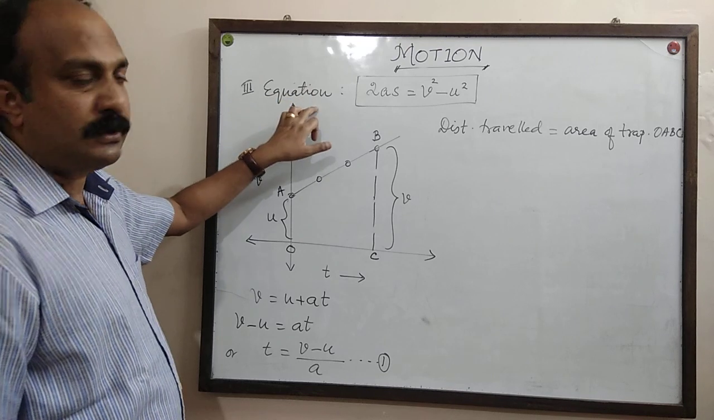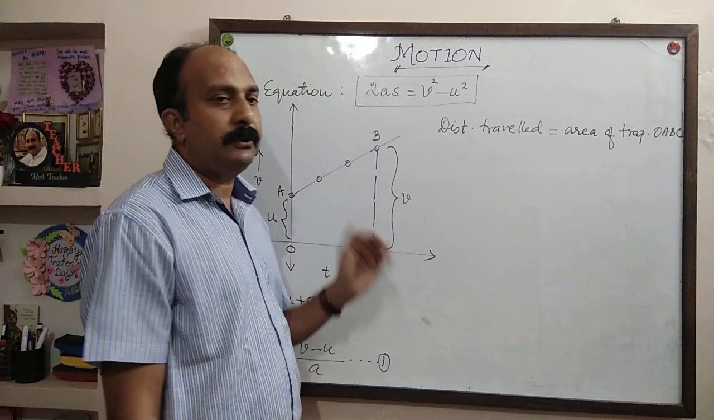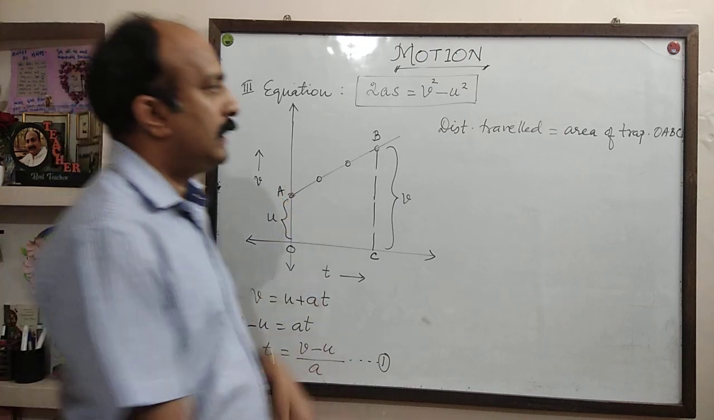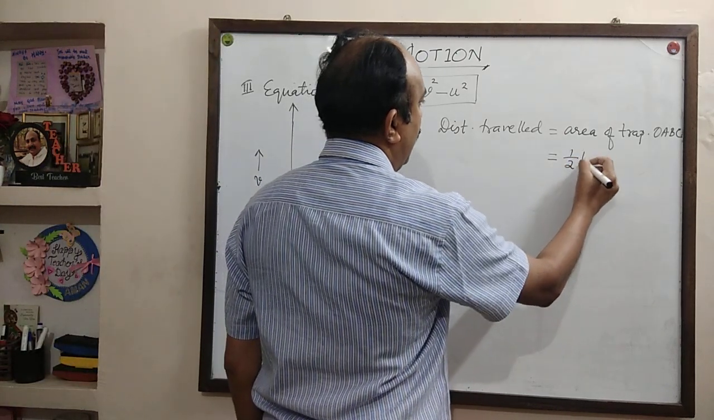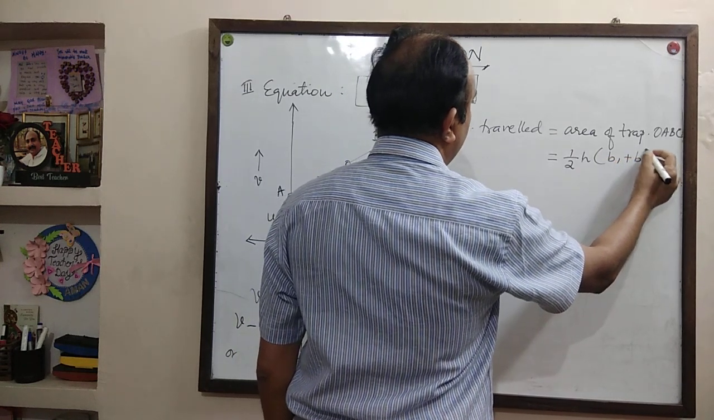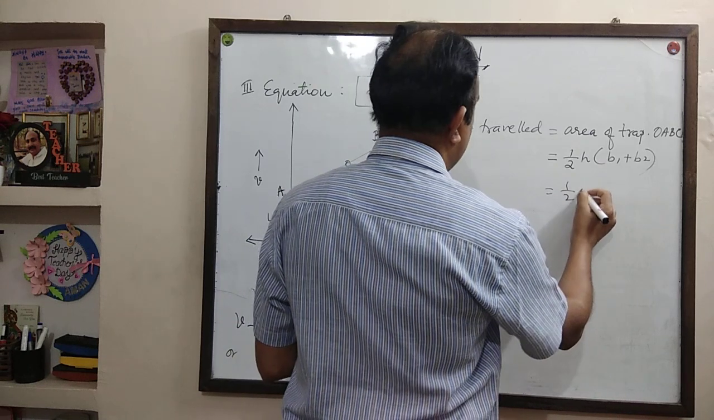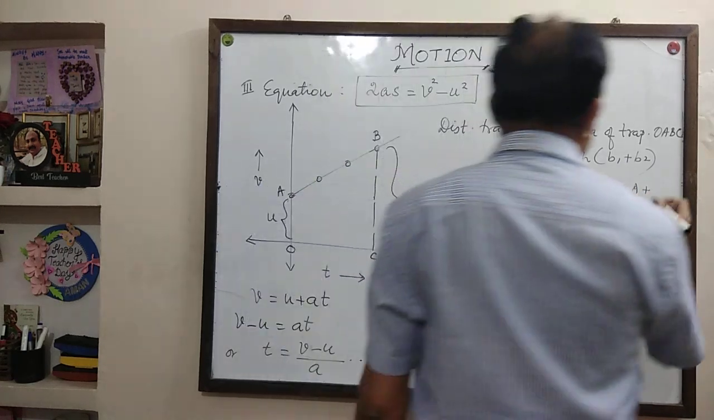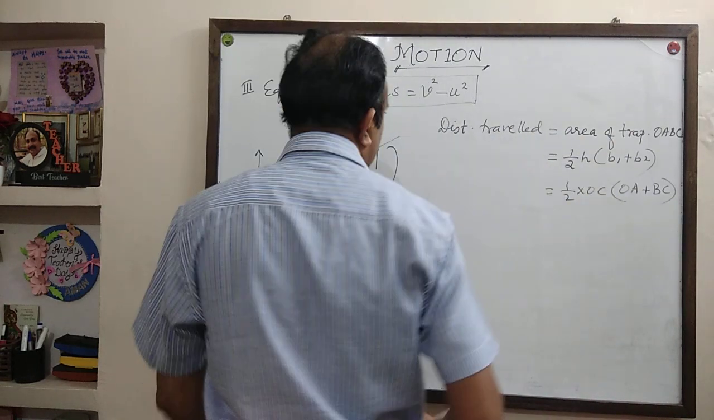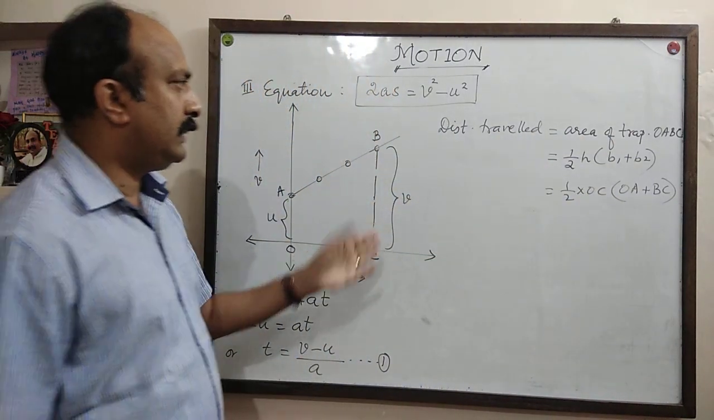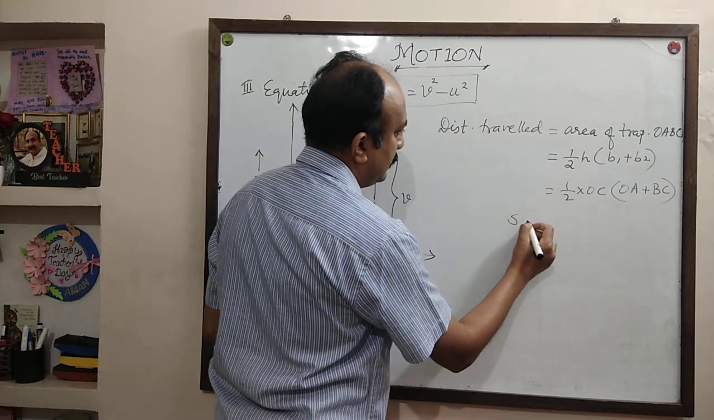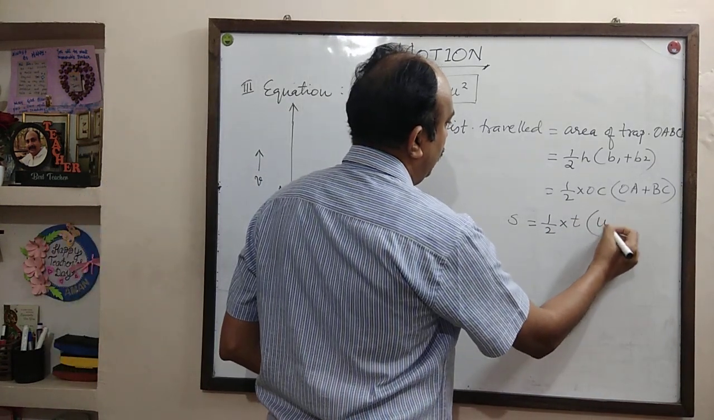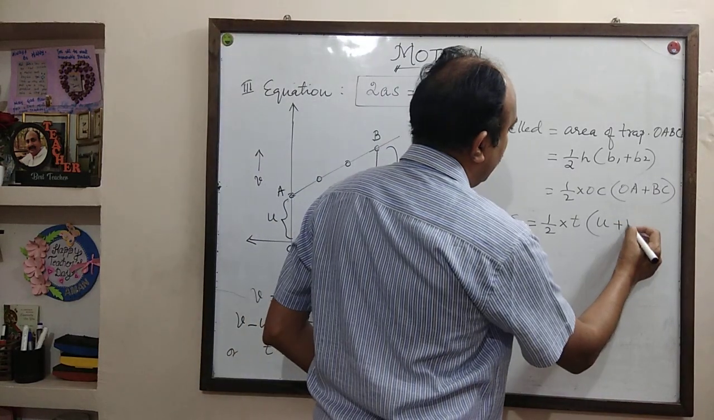Now for deriving the third equation of motion, we are using the same method as we have used in the second equation of motion. Distance travelled is equal to area of trapezium OABC, and area of trapezium is given by half h into b1 plus b2. H means OC, b1 means OA, b2 means BC. So we got half into OC into OA plus BC. Now I am putting the values. Distance travelled means S, half into OC means T, OA means U, BC means V.